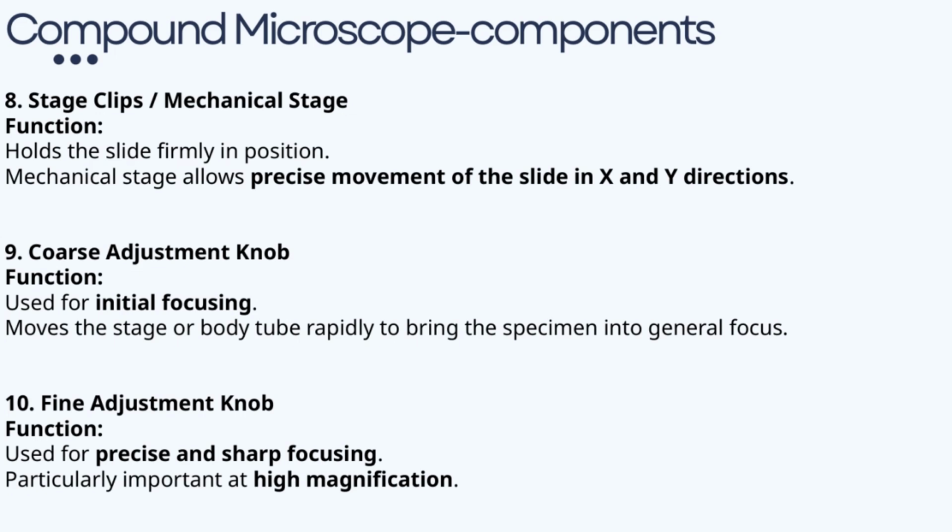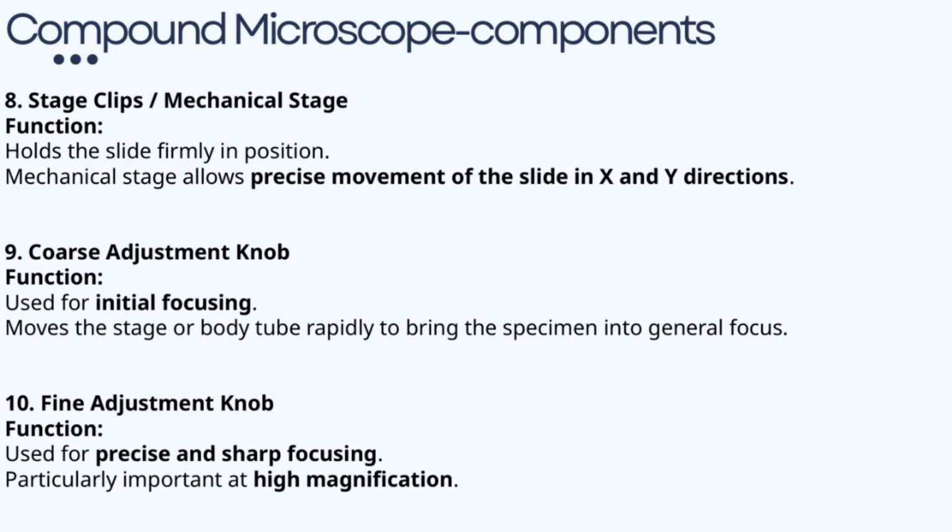Next, we have the coarse adjustment knob. Think of this as your initial focusing tool. When you're first trying to get a general view of your specimen, you use this knob to move the stage or the body tube quickly. It helps you bring the object into a rough focus so you can see it clearly enough to fine-tune.